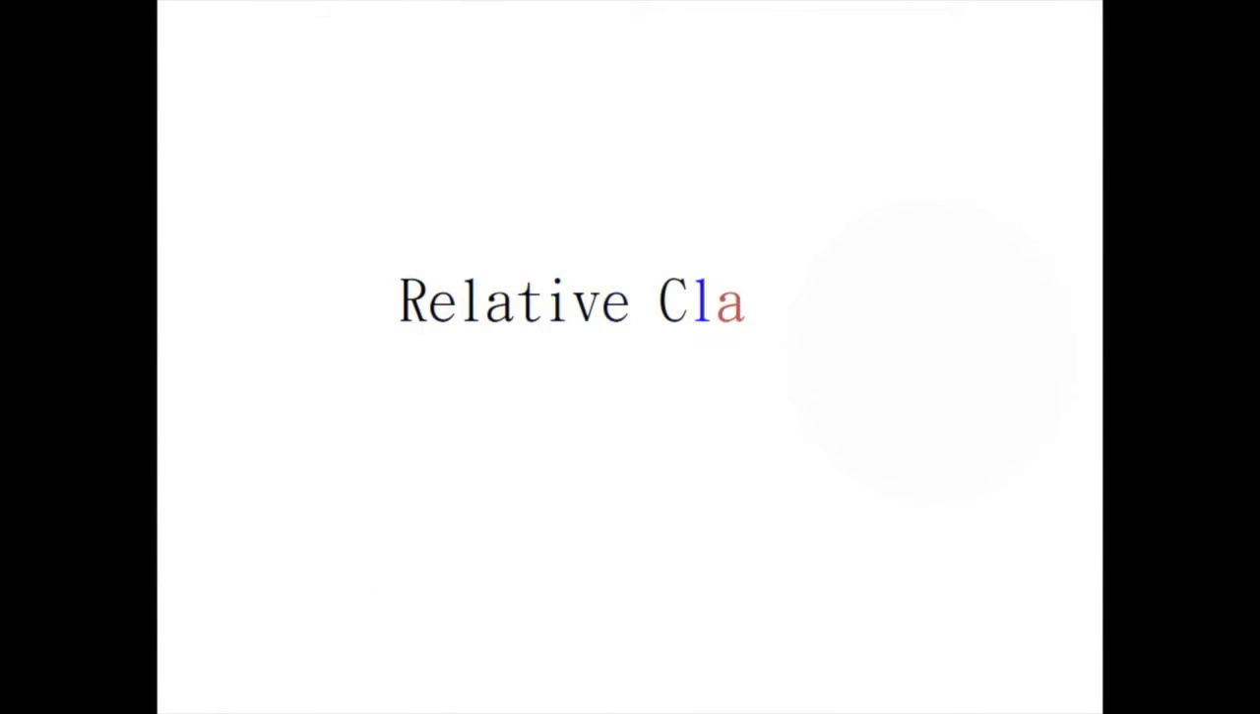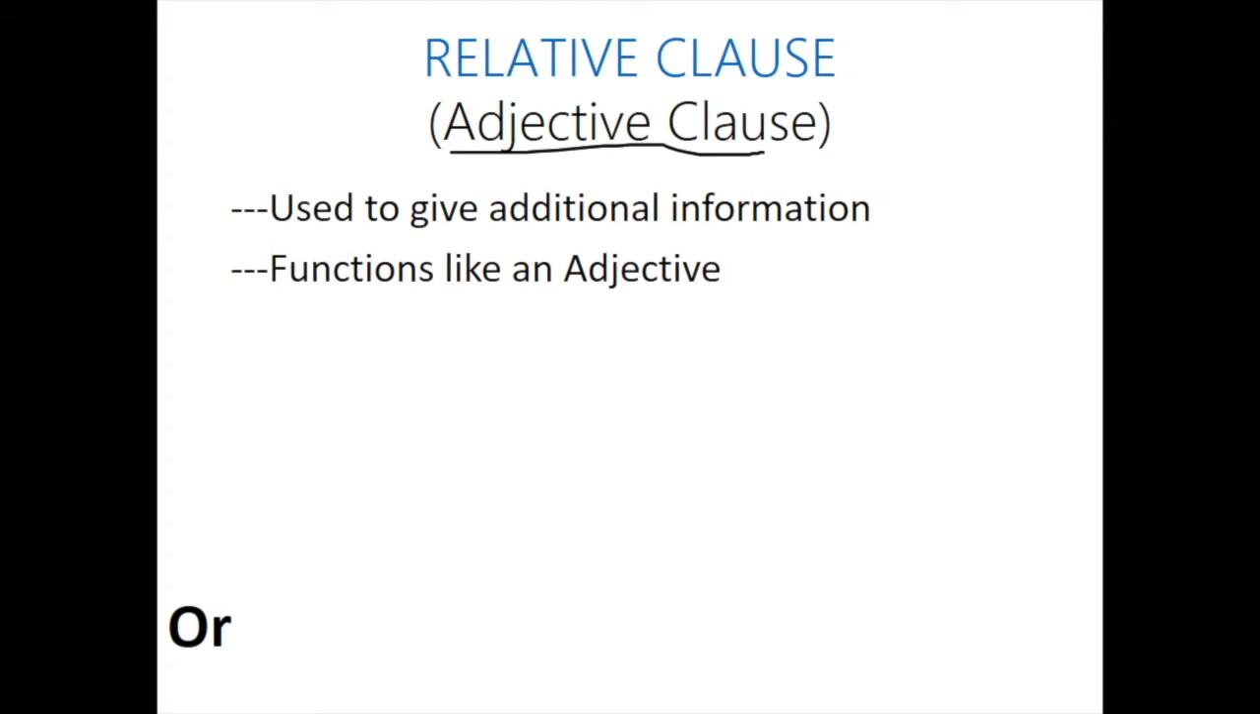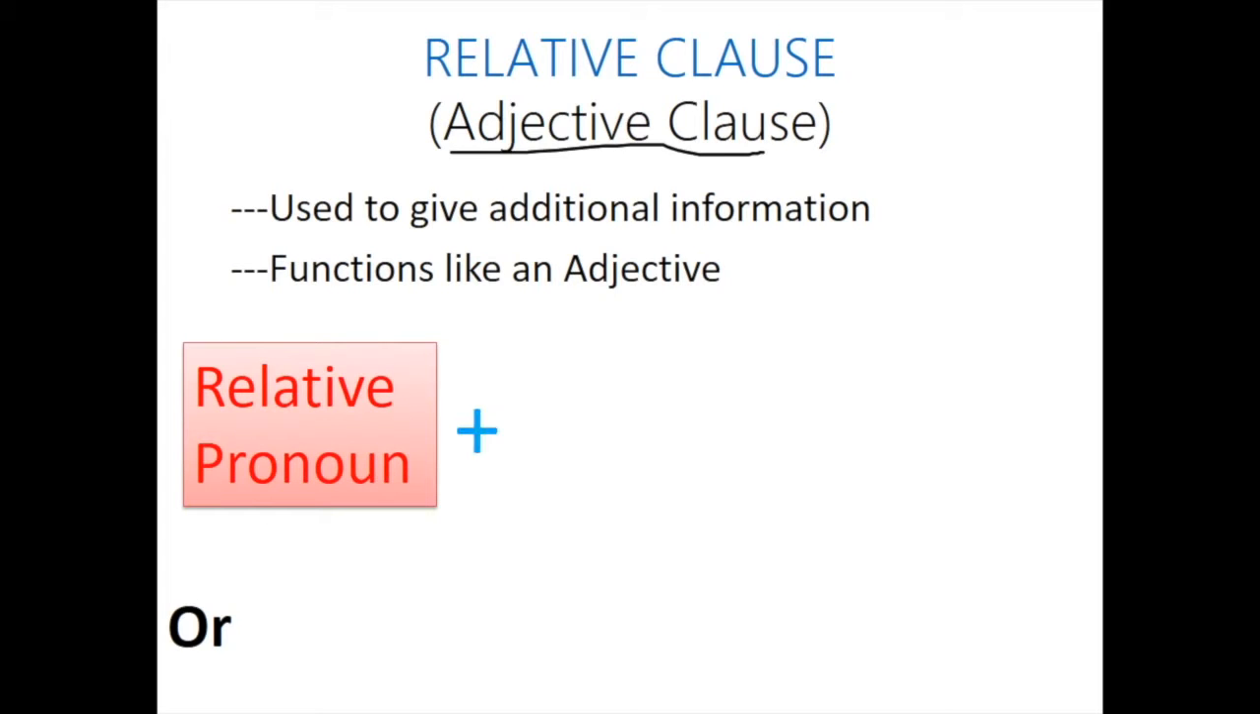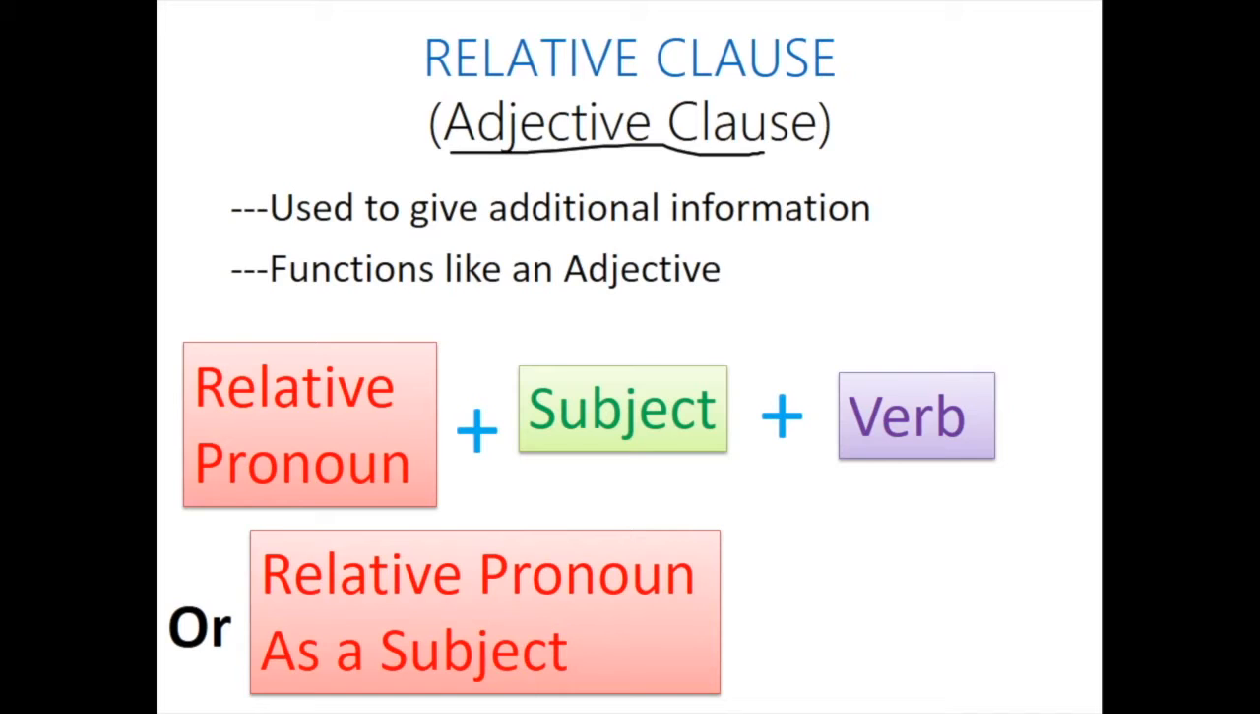Relative clause, you can call that adjective clause, is used to give additional information for a noun, and it functions like an adjective. That's why we can call that adjective clause. And how do we construct it? First of all, we need a relative pronoun plus a subject plus a verb. Or we can use another way to construct a relative clause: using a relative pronoun as the subject plus a verb.